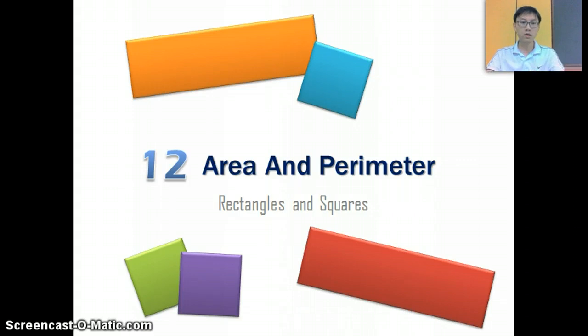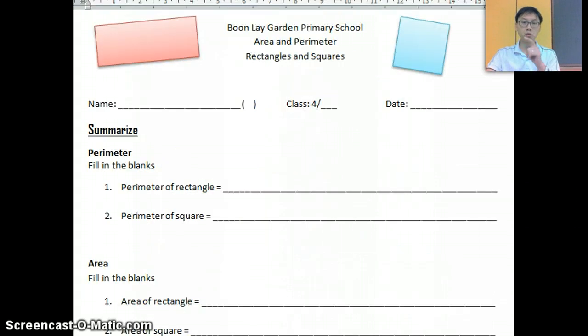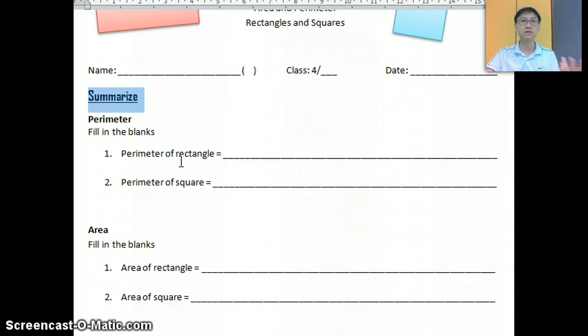Before we move on, a quick note. You will have this worksheet in front of you, and you will need to do three things. The first is to watch the video, which is what you're doing now. The second is to summarize some of the key points, and to make things easy for you as a start, I've given you fill in the blanks. You will get the answers as you watch the video.